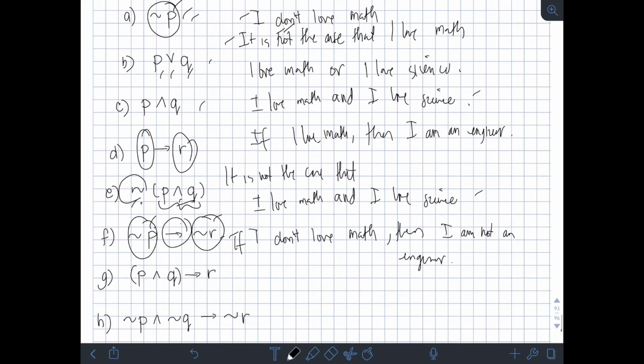Okay? Next. So, this time we have P and Q, then R. Okay, so meron tayong compound symbol na.